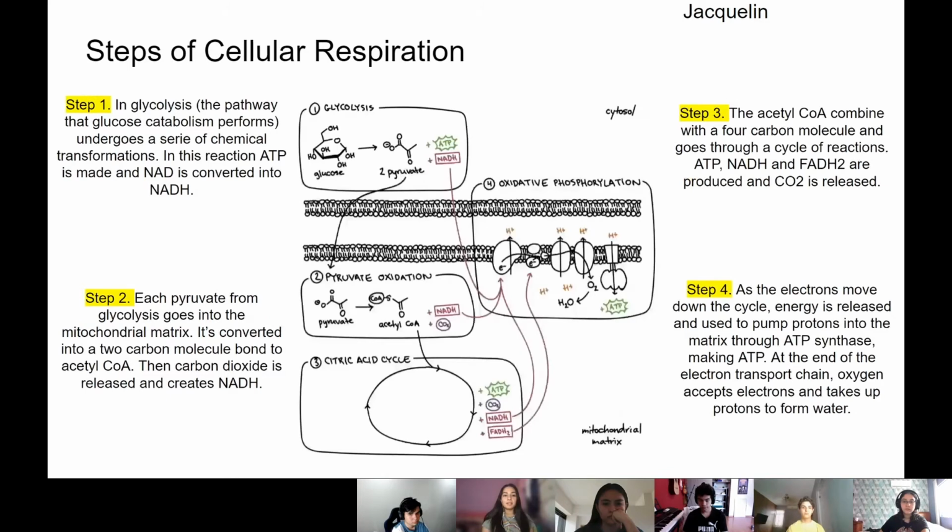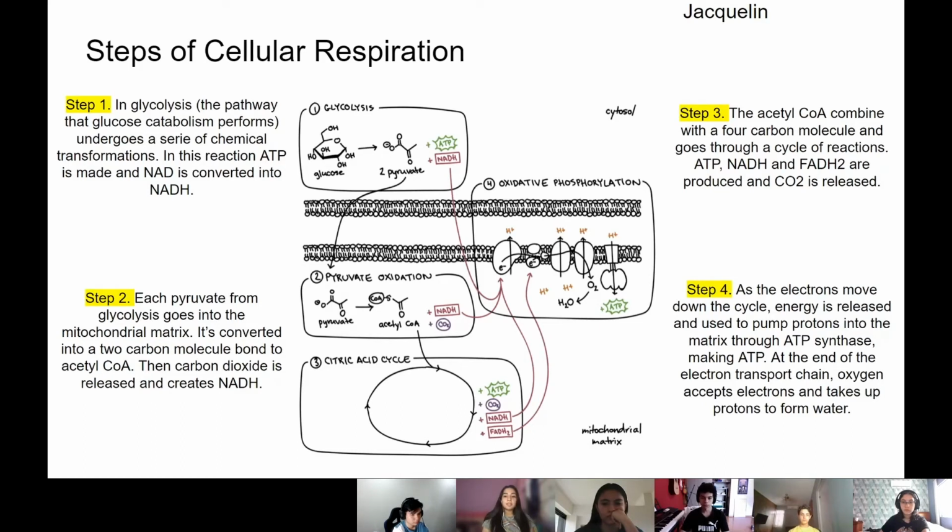Steps of cellular respiration. Step 1. In glycolysis, the pathway that glucose catabolism performs, glucose undergoes a series of chemical transformations. In this reaction, ATP is made and NAD is converted into NADH. Step 2. Each pyruvate from glycolysis goes into the mitochondrial matrix. It's converted into a two-carbon molecule bound to acetyl-CoA, then carbon dioxide is released and NADH is created.